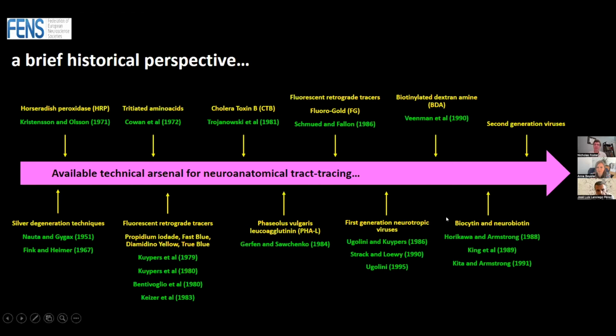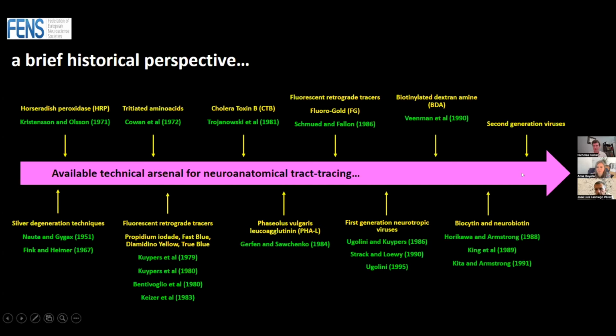Later on, we witnessed the arrival of a number of neurotropic viruses, most of which are no longer in use. In the 1990s came the arrival of biotinylated dextran amine. It's an absolutely wonderful anterograde tracer. And now we are here.